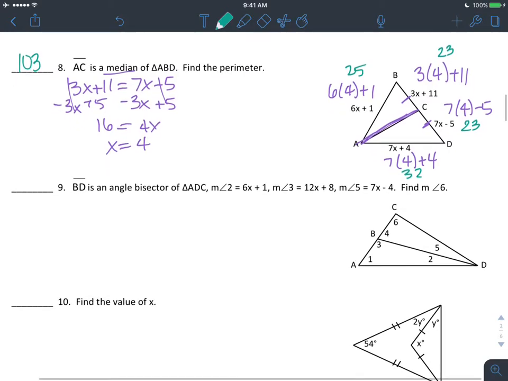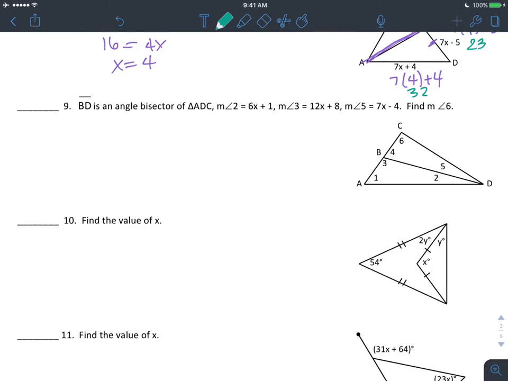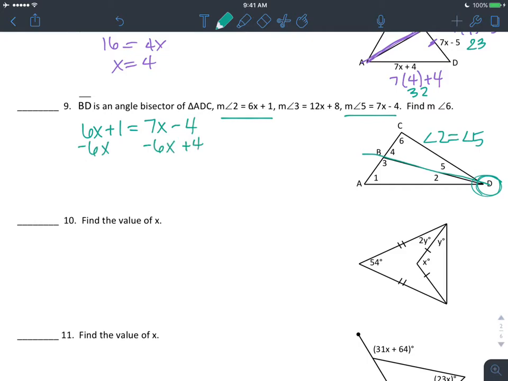All right, BD is an angle bisector. So BD bisects this angle. So that means angle 2 is equal to angle 5. So up top it says that angle 2 is 6x plus 1 and 5 is 7x minus 4. So we're going to set those two things equal to each other. So subtract 6x, subtract 6x, add 4, add 4.